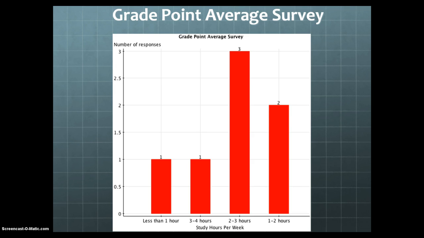For my first graph, I decided to use a bar graph to show the study hours per week. As you can see, I had one response for someone less than an hour, one response for someone that studied 3 to 4 hours, 3 responses for someone who studies 2 to 3 hours, and 2 responses for someone who studies 1 to 2 hours.